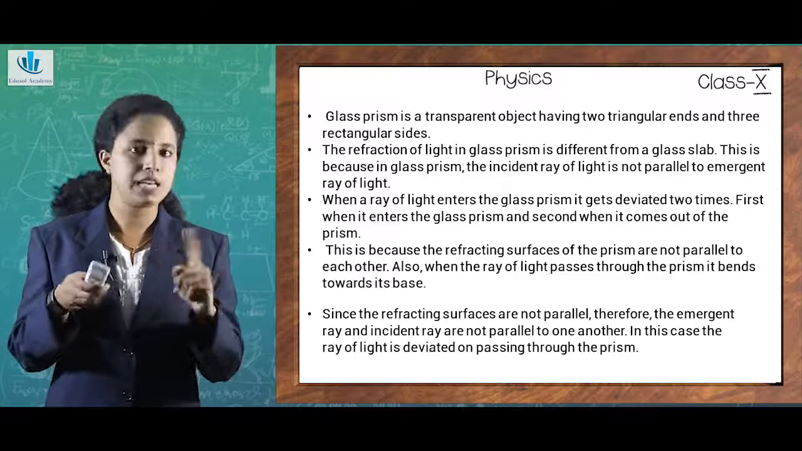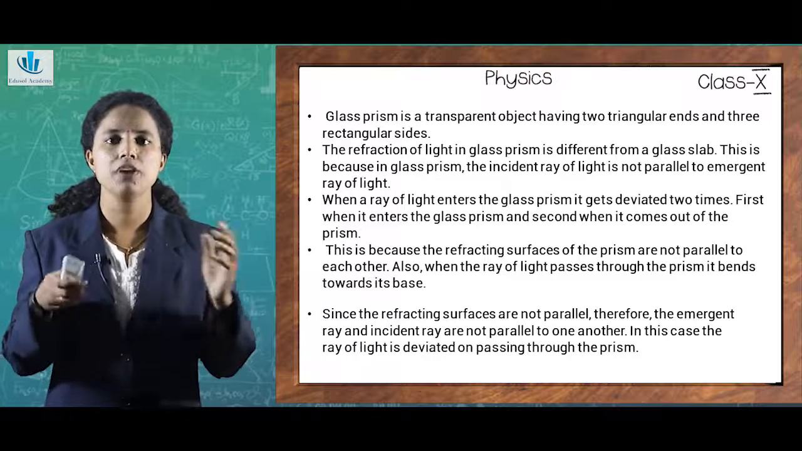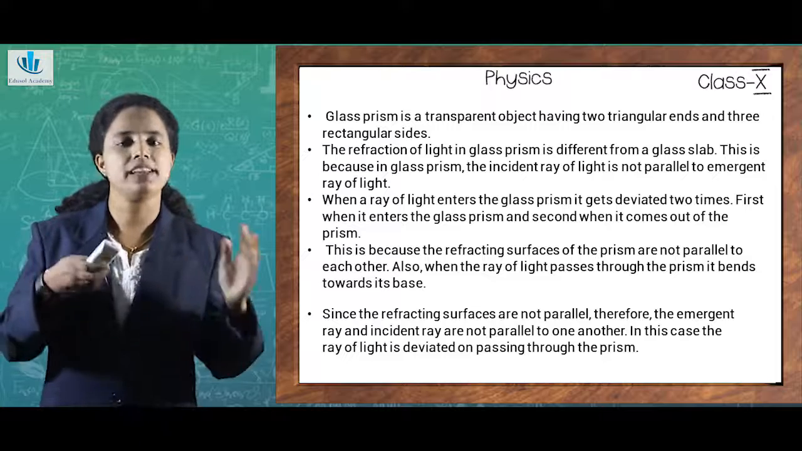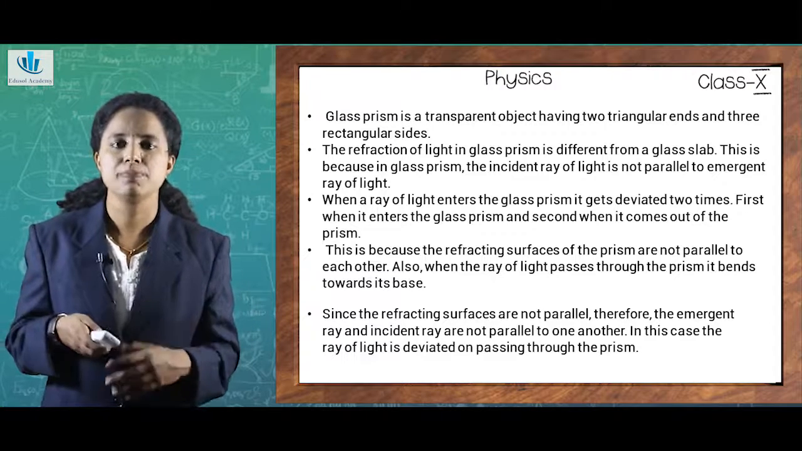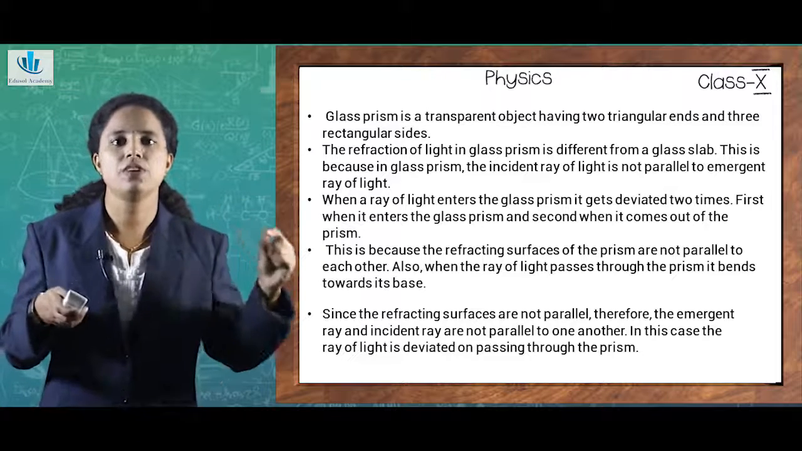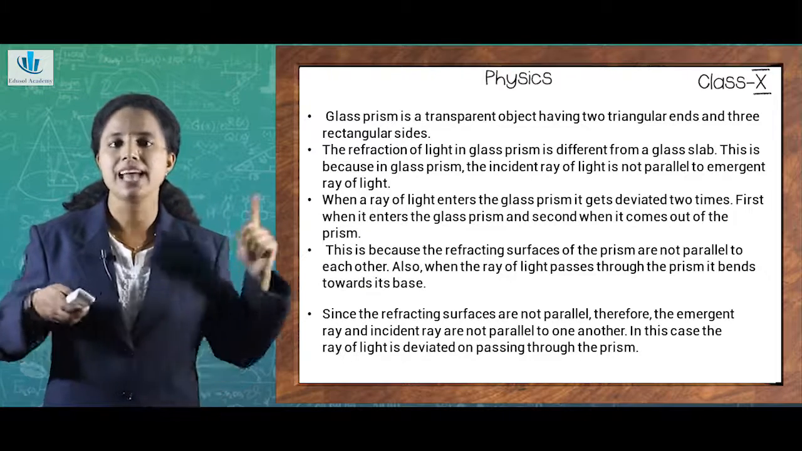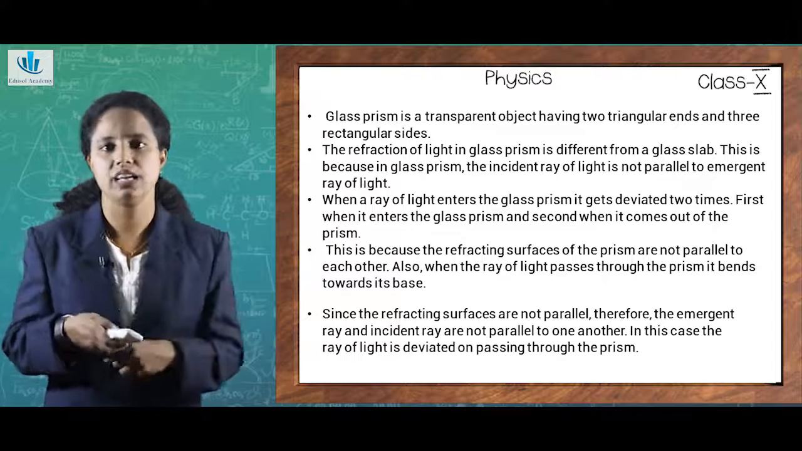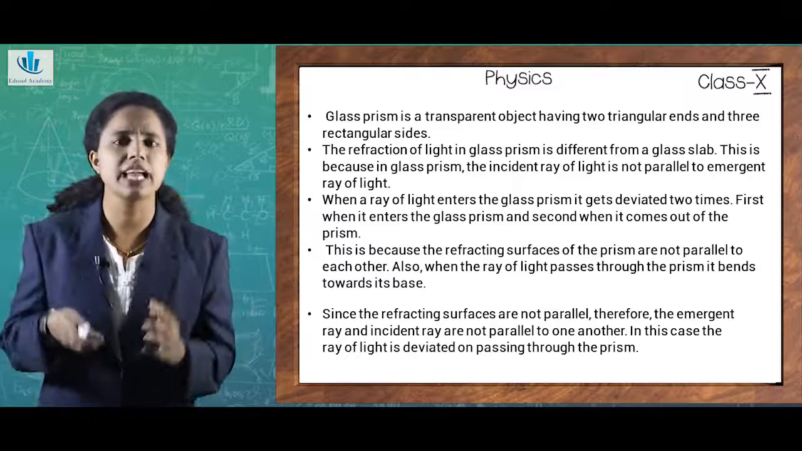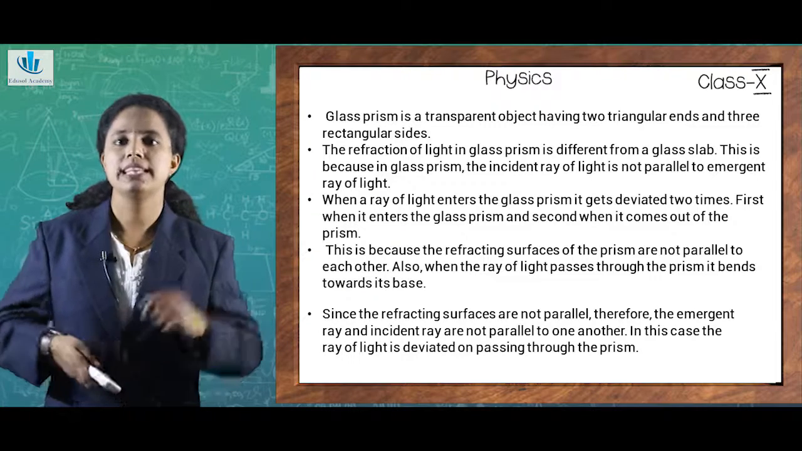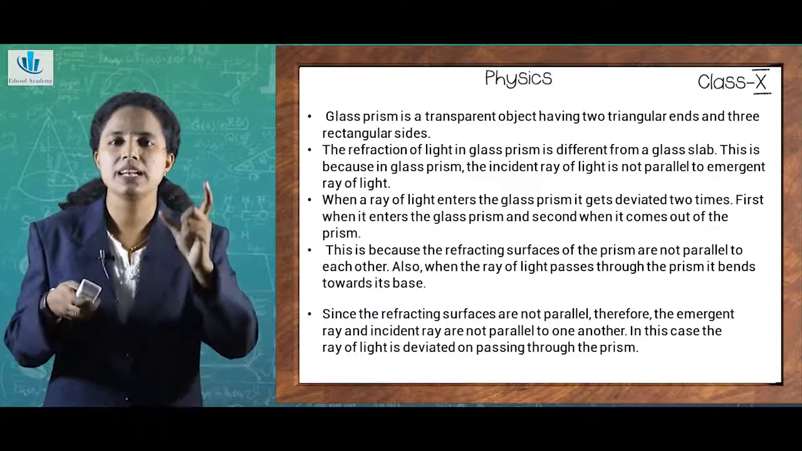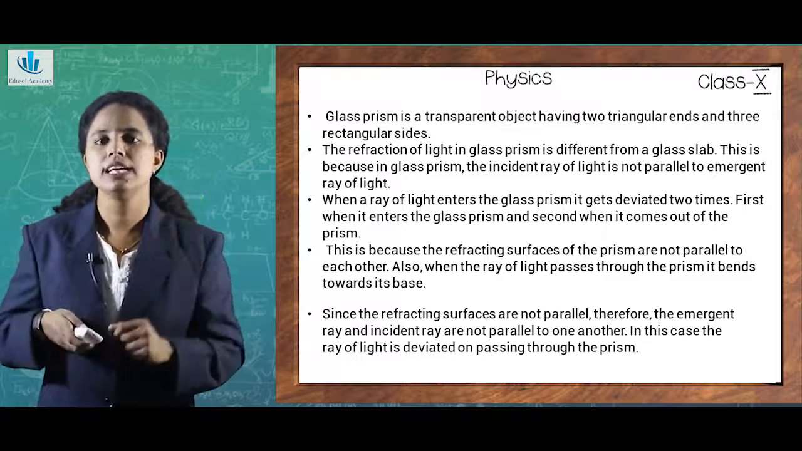If you obtain such an emergent ray, you can compare what is the similarity between the incident ray and the emergent ray. You can see that the emergent ray is deviated by an angle to the direction of the incident ray, isn't it? And that is being represented here as angle D, that is the angle of deviation. But what was the case of refraction through a glass slab? There the emergent ray was parallel to the incident ray, which is being laterally displaced by a small distance.